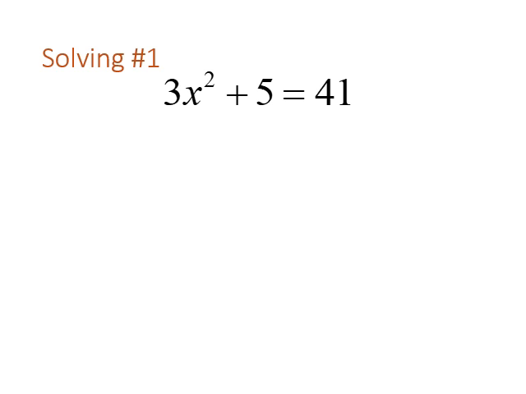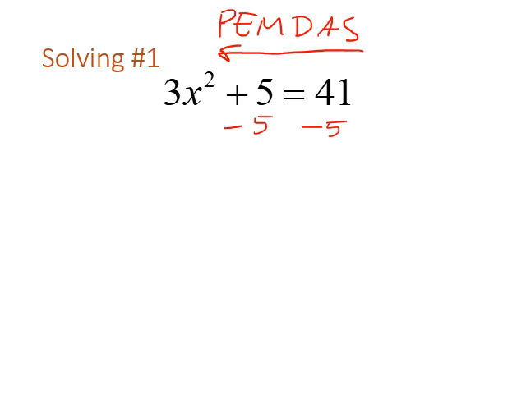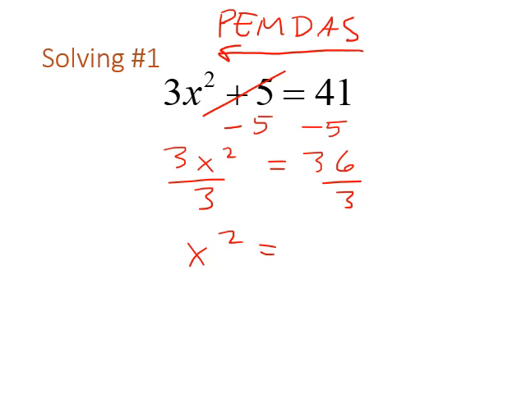Example 1, solve by taking the square root. Isolate x by using the inverse order of operations. Remember our order of operations. And I'm going to undo these, so I'm going to do the inverse order. Get rid of any addition and subtraction. So I'm going to subtract 5. That gives me 3x squared equals 36. Get x by itself. X squared equals 12.